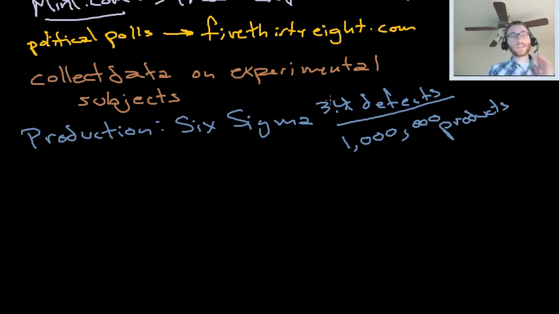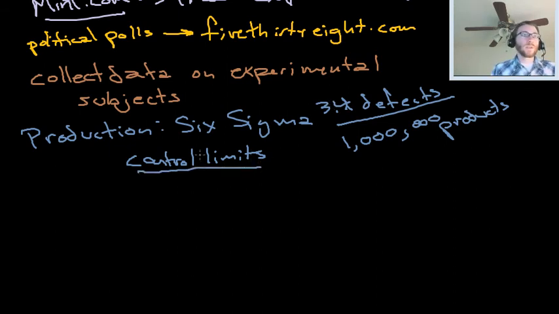To make sure this is the case, though, we have to set some control limits, and then when stuff gets outside the control limits, we try to adjust the production specifications. That's how you use control limits. You test samples of your products to see, are we staying inside of our control limits?